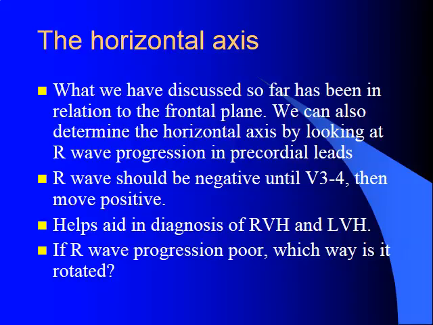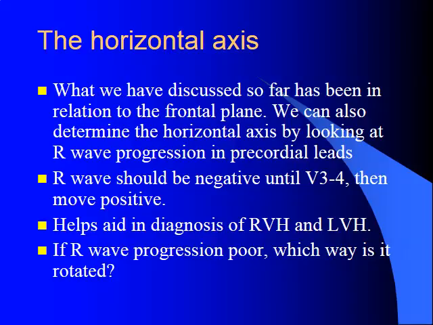We need to ascertain, if R wave progression is poor, which way it is rotated. We do this by imagining that we're looking from the bottom of the heart. If our QRS complex is mostly positive in V2, and we're looking from the bottom of the heart, then we can say that the axis is rotated counterclockwise. So looking up at the heart, V2 is more counterclockwise than where it should be, turning positive at V3 and V4. So this would be a counterclockwise horizontal axis.